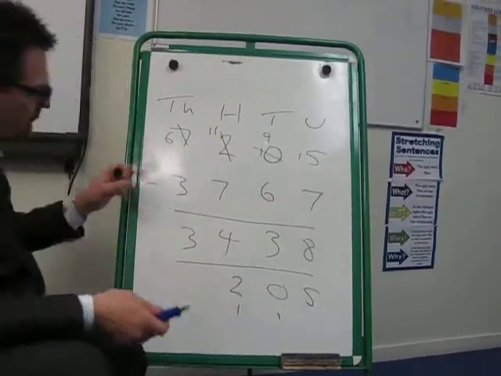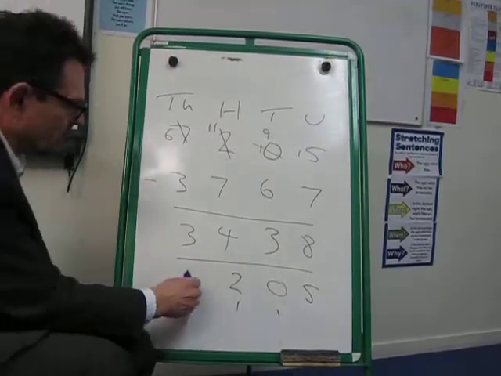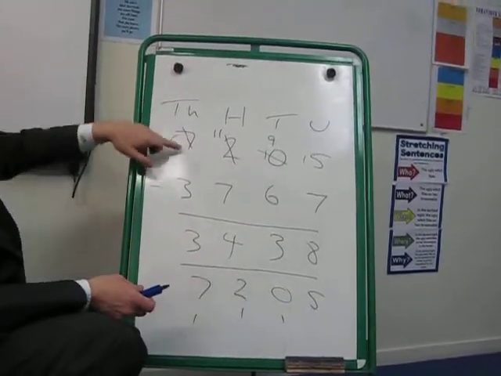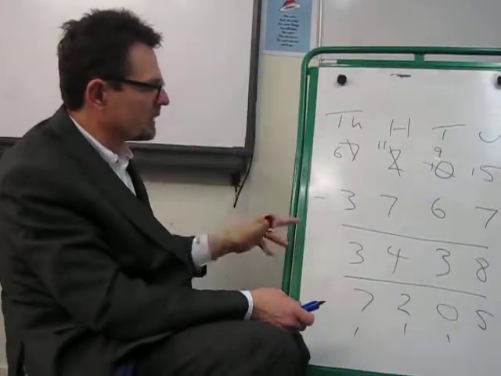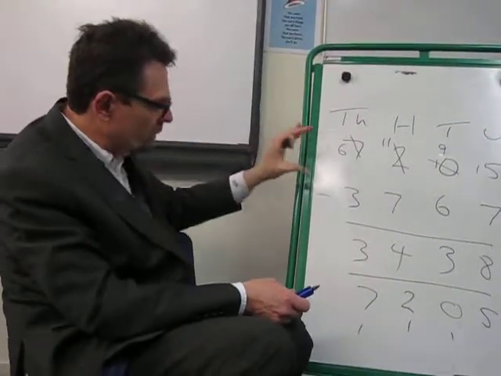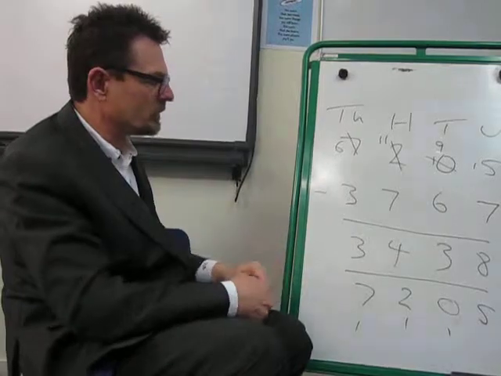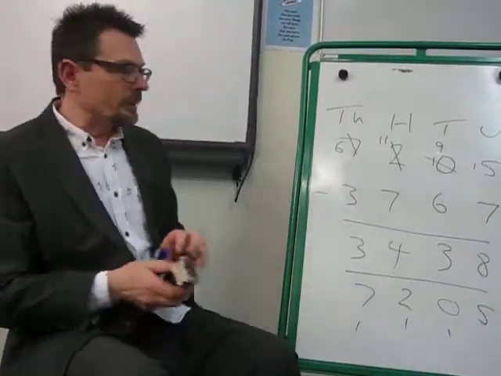Good. Put 1 in the thousands. 3 plus 3 plus 1 is 7. And there we have it, 7,205, the number we started off with. So we are correct that the answer to that subtraction calculation is 3,438.